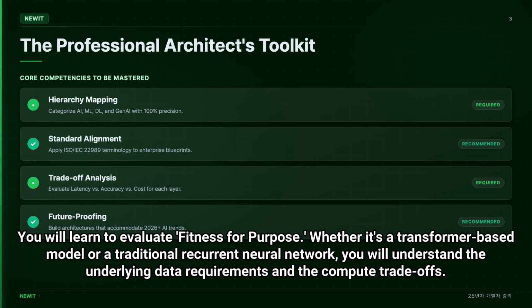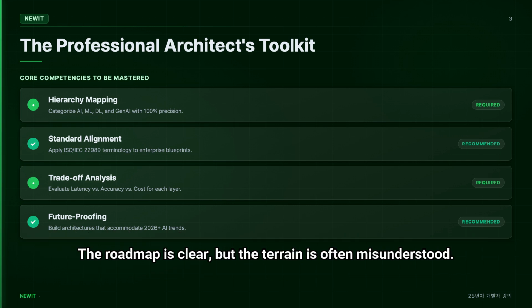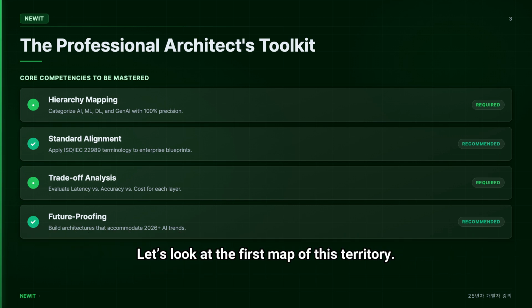You will learn to evaluate fitness for purpose. Whether it's a transformer-based model or a traditional recurrent neural network, you will understand the underlying data requirements and the compute trade-offs. This clarity is what separates a prompt engineer from a systems architect. You will gain the ability to justify your tech stack to a C-level board by demonstrating a clear alignment between business logic and the AI hierarchy. The roadmap is clear, but the terrain is often misunderstood. Let's look at the first map of this territory.